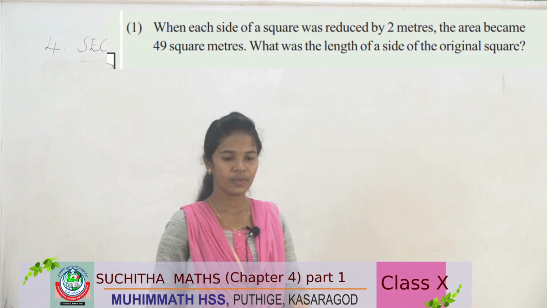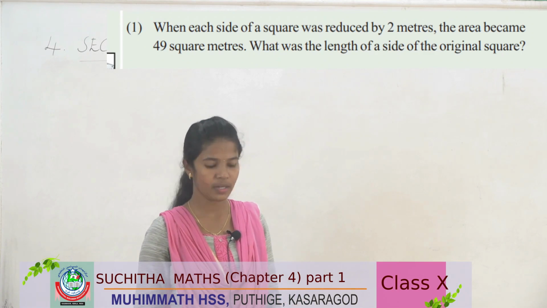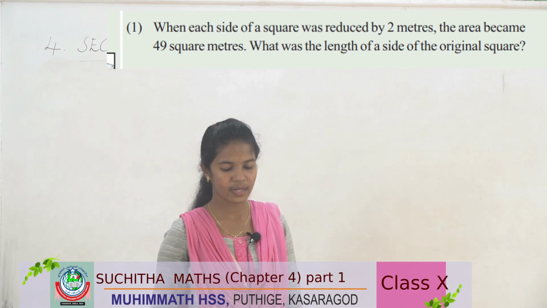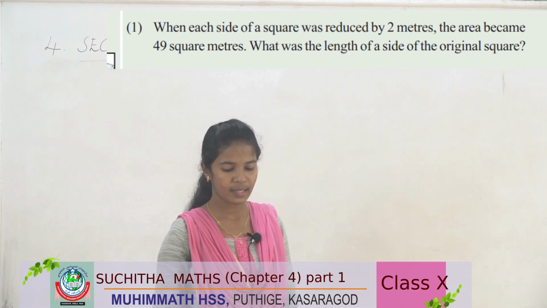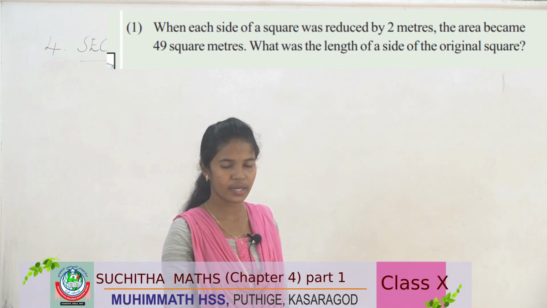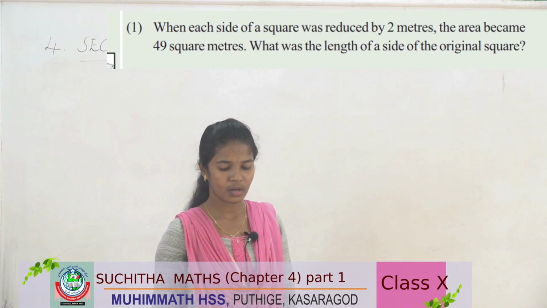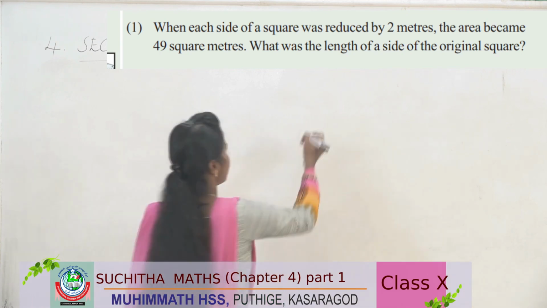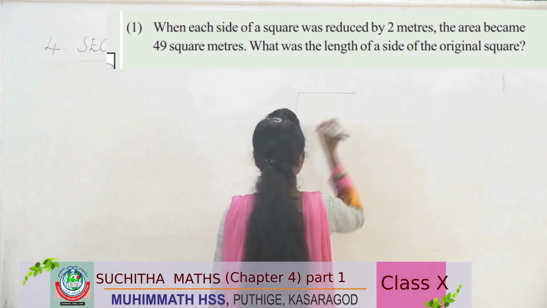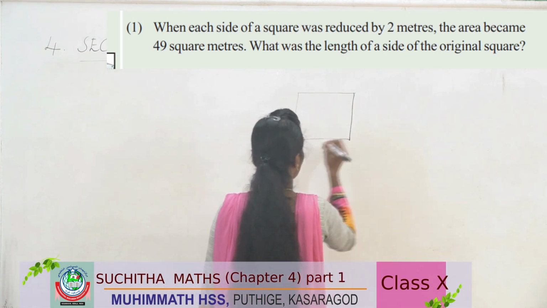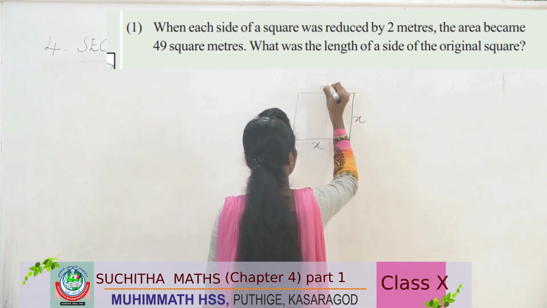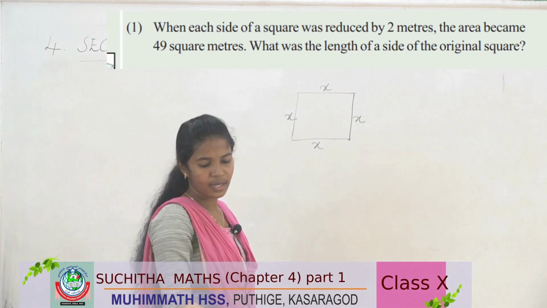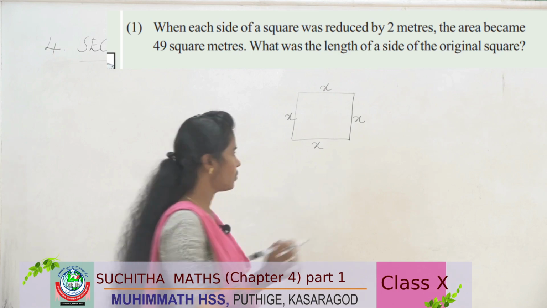Okay, now in your textbook open page number 81. The first question. When each side of a square was reduced by 2 meter, the area became 49 square meter. What was the length of the side of the original square? Here, listen, the length of one side of the original square is x, and in the question given that each side of the square was reduced by 2 meter.